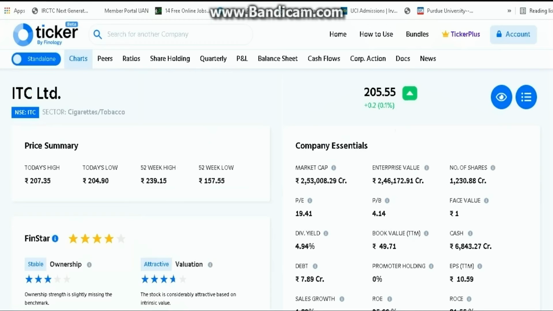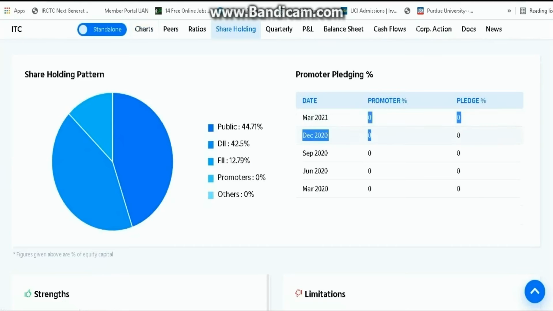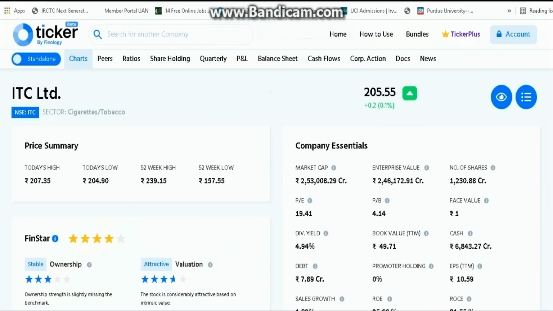Let's see one of the other companies, that is ITC Limited. Here you can see ITC Limited, which we were talking about. Here the promoter holding is 0%, because it is a professionally managed company. Here you can see DIIs have 42.5% and foreign institutional investors have 12.79% in the company. So a group of companies are running ITC right now. There is no solo owner of ITC. So this is how you can take help from promoter holdings.